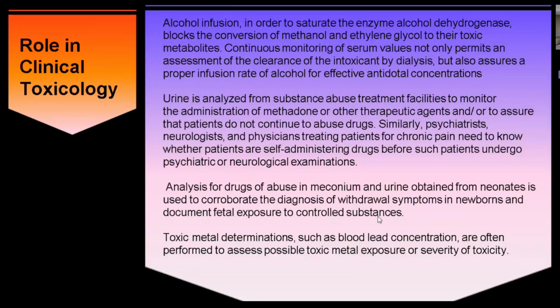So toxic metal determination, like blood metal concentrations, should also be known, and the concentration will allow us to know the level of severity. If the concentration is more, the condition is more severe. If it is a slow concentration over a period of time, then chronic toxicity is there. So the period of exposure and the concentration will allow us to know how the person has got this toxicity. Next one.